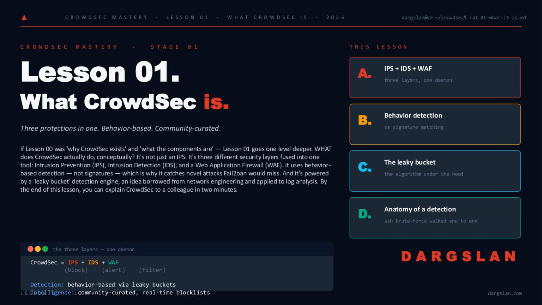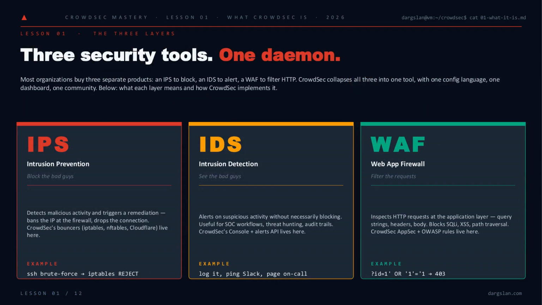Over the next 4 sections, we'll unpack those layers, contrast behavior versus signatures, look at the leaky bucket algorithm under the hood, and walk a real SSH brute force from log line to ban. So by the end, you can explain CrowdSec to a colleague in 2 minutes flat. So let's name those 3 layers properly.